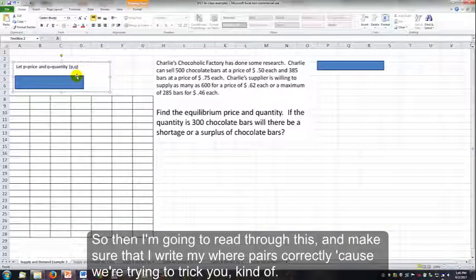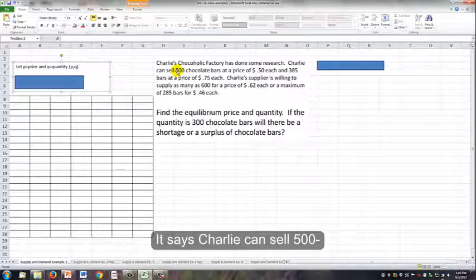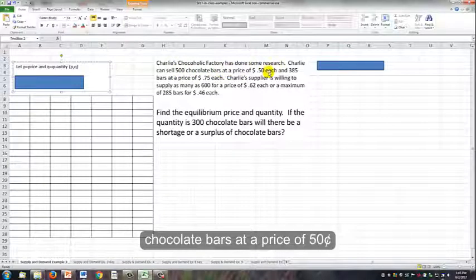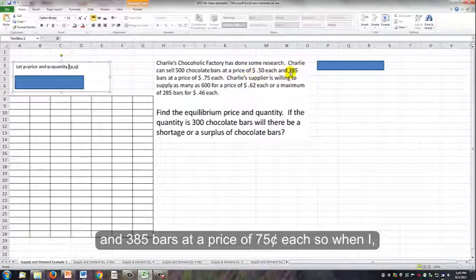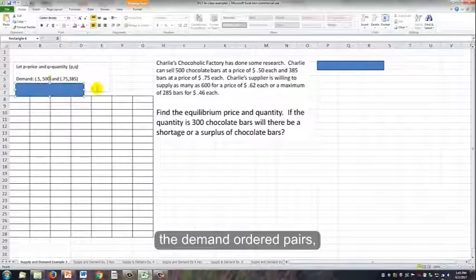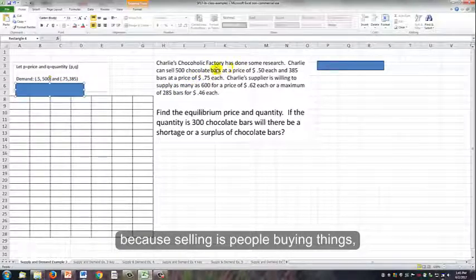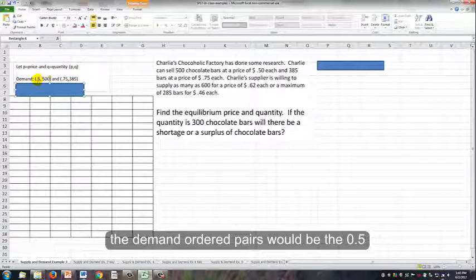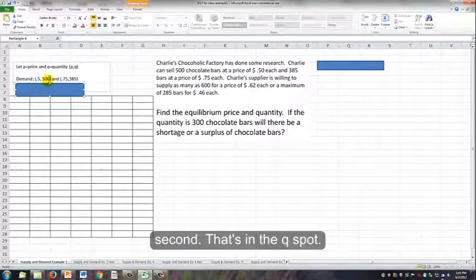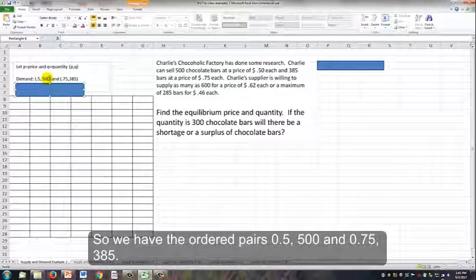Okay, so then I'm going to read through this and make sure that I write my ordered pairs correctly, because we're trying to trick you kind of. It says Charlie can sell 500, that's a quantity, chocolate bars at a price of 50 cents and 385 bars at a price of 75 cents each. So when I write this on my paper, if I were you, the demand ordered pairs, because selling is people buying things, would be the 0.5 first in the P spot, comma 500 second, that's in the Q spot. So we have the ordered pairs 0.5, 500, and 0.75, 385.